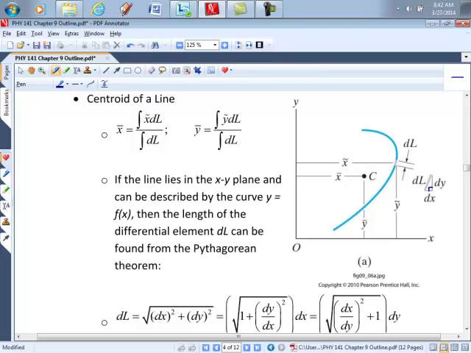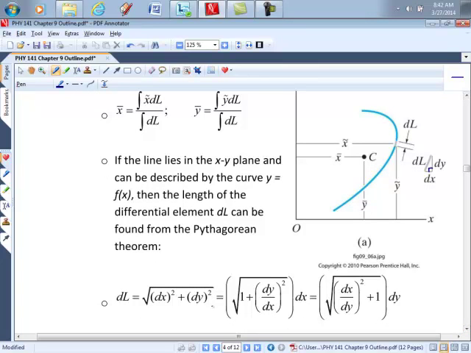If we're going to be integrating with respect to x, then we would take the dx to the outside of the radical, and we'd divide the dy squared by dx squared, so that we can also factor out the dx here. So we end up with a function here with a dx on the outside. If we're integrating with respect to y, then we'd factor out a dy and put it on the outside of the radical.